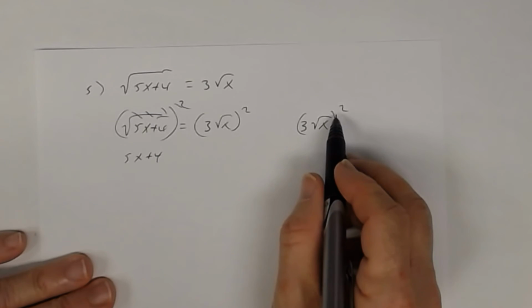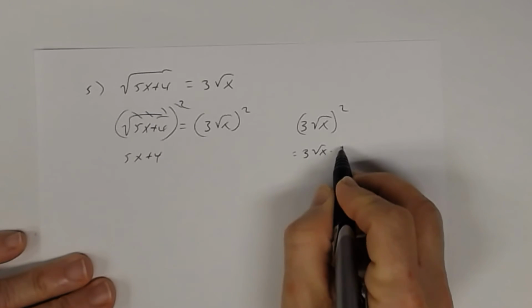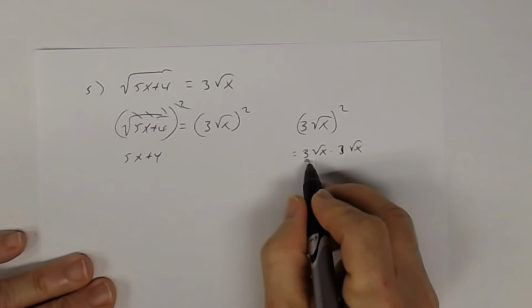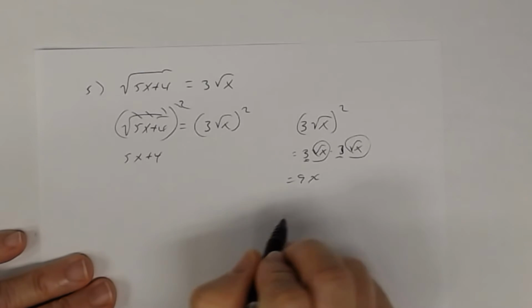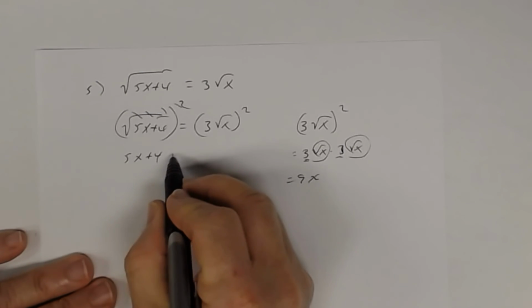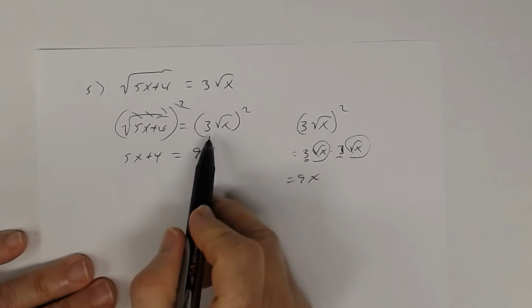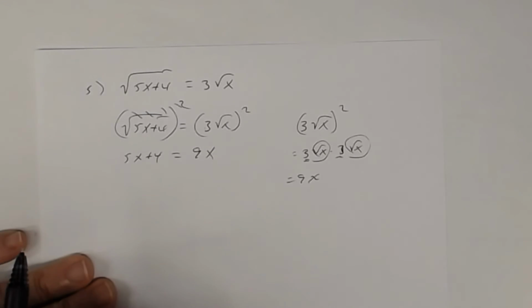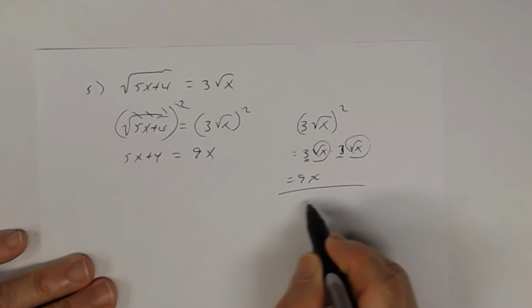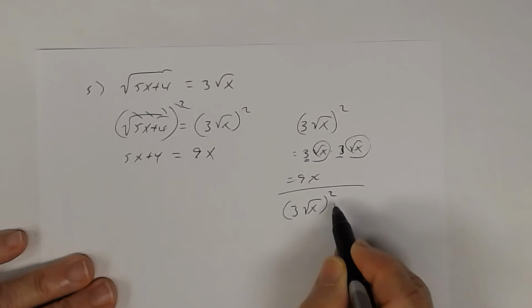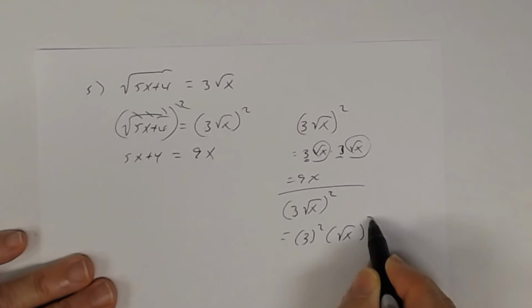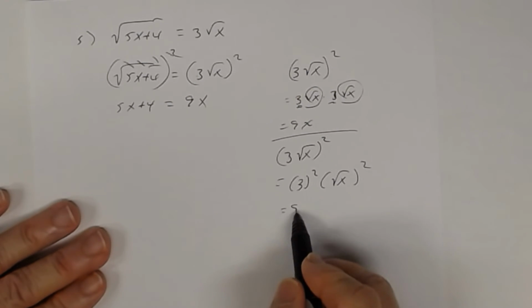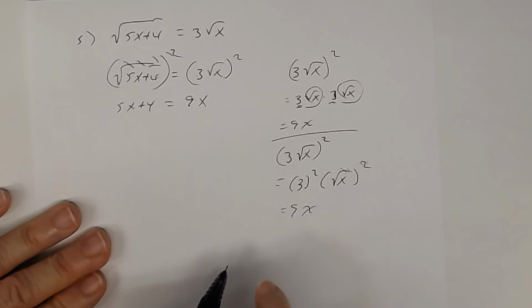So 3 square root of x squared means 3 square root of x times 3 square root of x, right? And then 3 times 3 is 9, and the square root of x times the square root of x is just x. So that's just 9x, isn't it? So 5x plus 4 equals 9x. 3 squared is 9, the square root of x squared is x, right? Another way to think about this is that each factor is being squared. So you can say 3 squared, and then the square root of x squared. 3 squared is 9, and over here, the square and the square root undo each other, so you're left with x. So multiple ways to think about this.